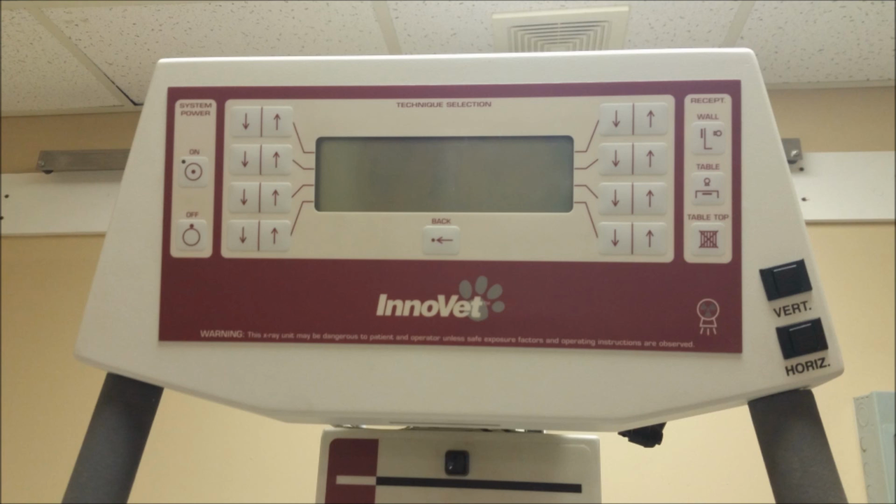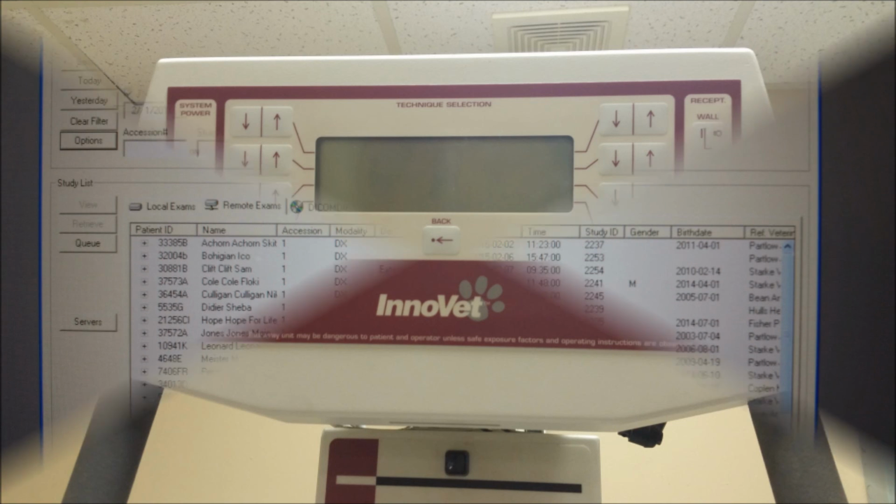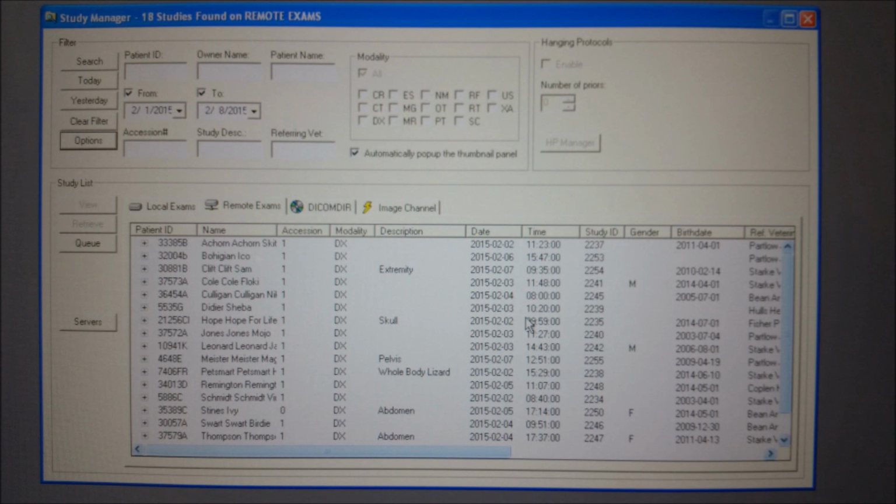You can increase, decrease mA, mAs, and kVp. And it's always important to use a radiographic log. Ours is digital, but most are handwritten, just to record the kVp and mAs to create an ongoing technique chart for the future.